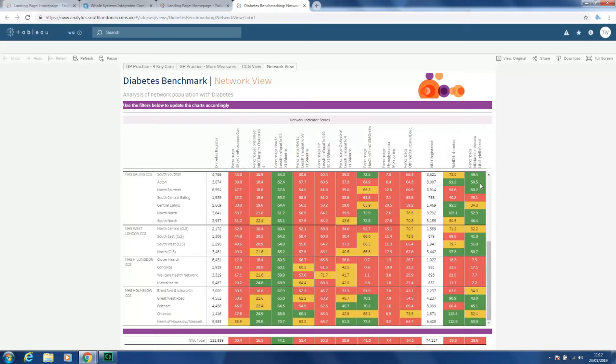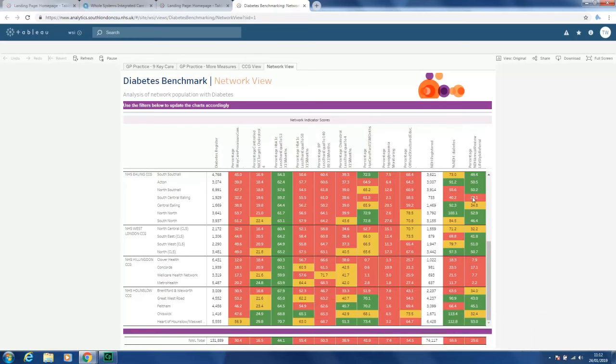And finally, we've got the percentage of patients that have had an annual review, including measures such as body mass index, cholesterol, blood pressure, HbA1c, smoking, and have also had a lifestyle referral, which includes the National Diabetes Prevention Programme. So that's really the overview of the network view, and you can see the average for Northwest London.